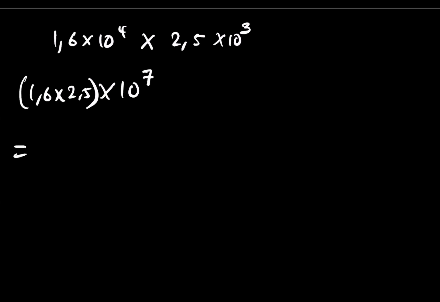Now let's check. If you use a calculator, what do you get? You get 1,6 multiplied by 2,5. So you get a 4. So this is 4,0 multiplied by 10 to the power 7. Okay, that's what you get.